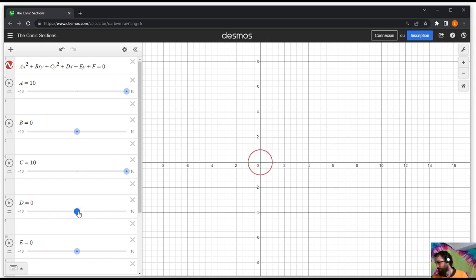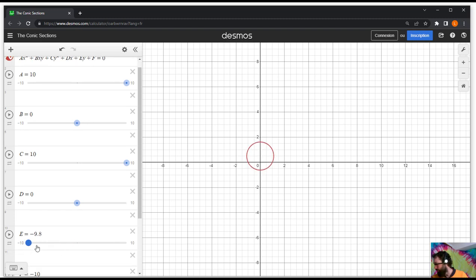You do also increase the size of it, but the way that I like to think of it in this case is that these parameters are primarily responsible for translations, and E is for vertical. A, B, and C are actually what are required for changing the shape.